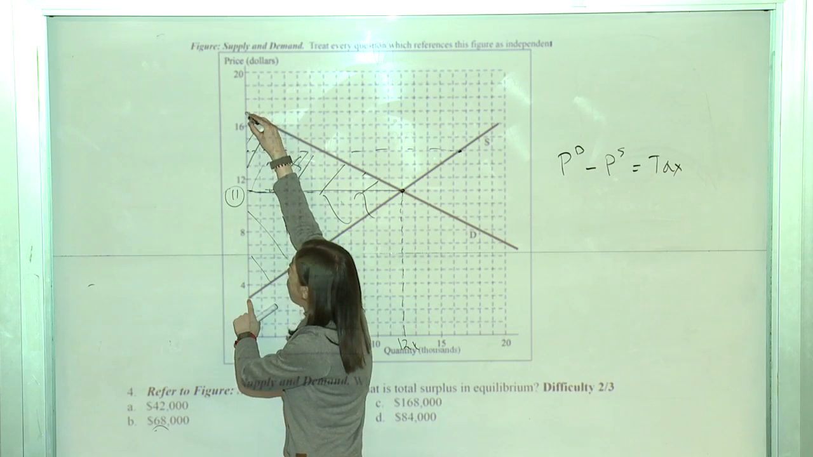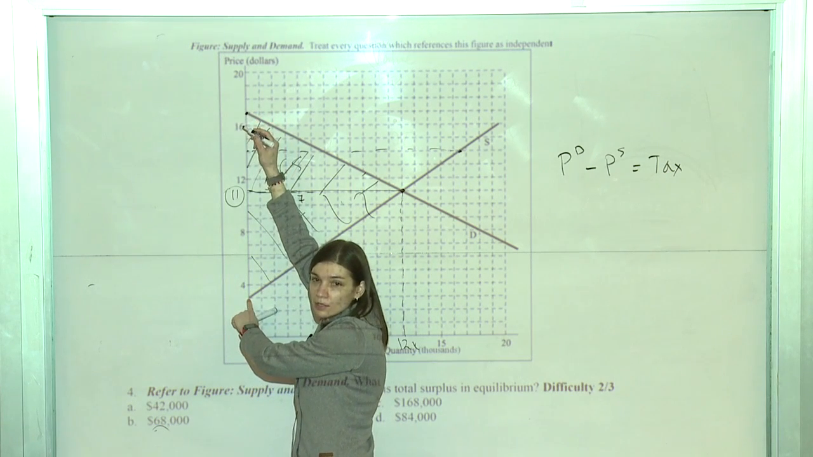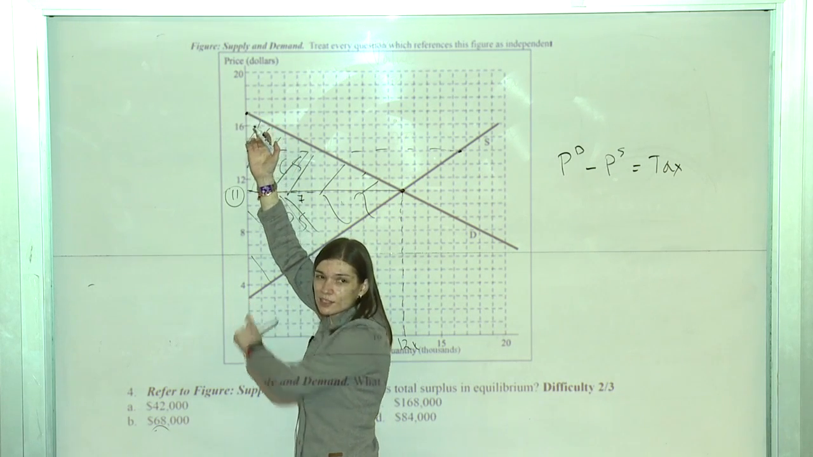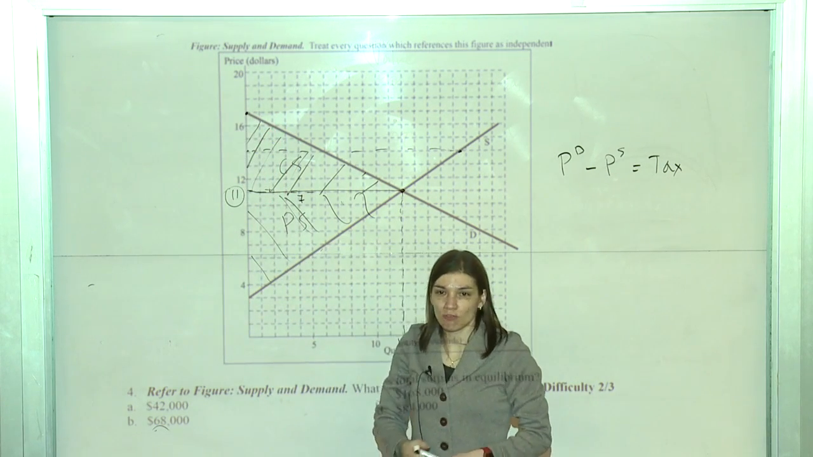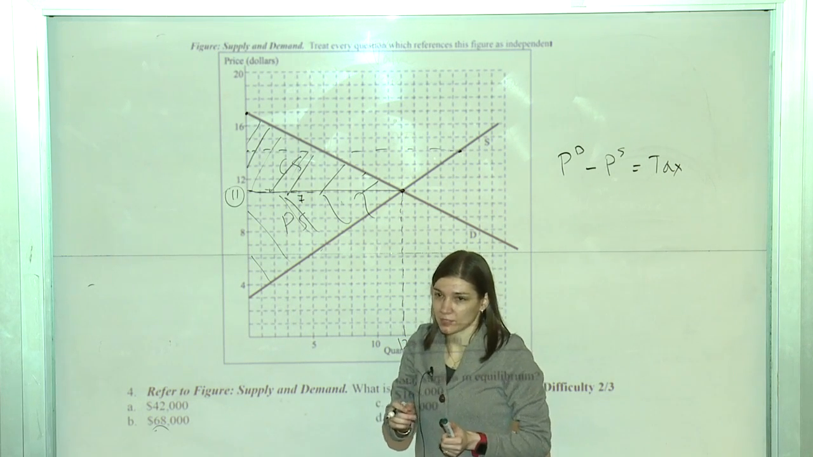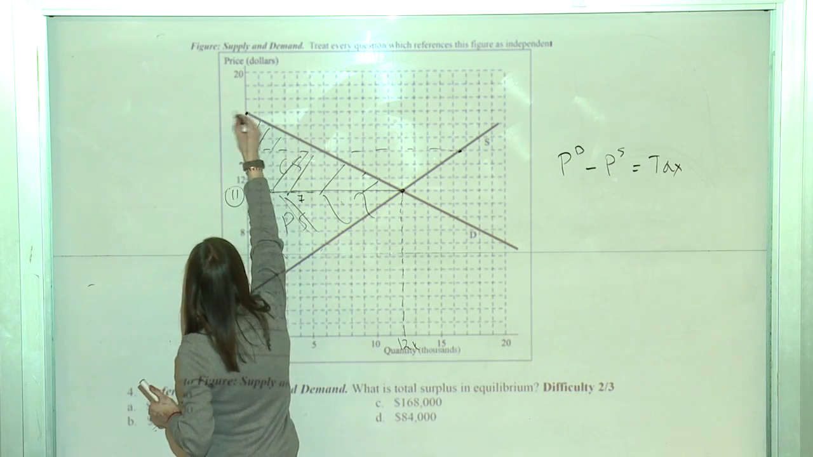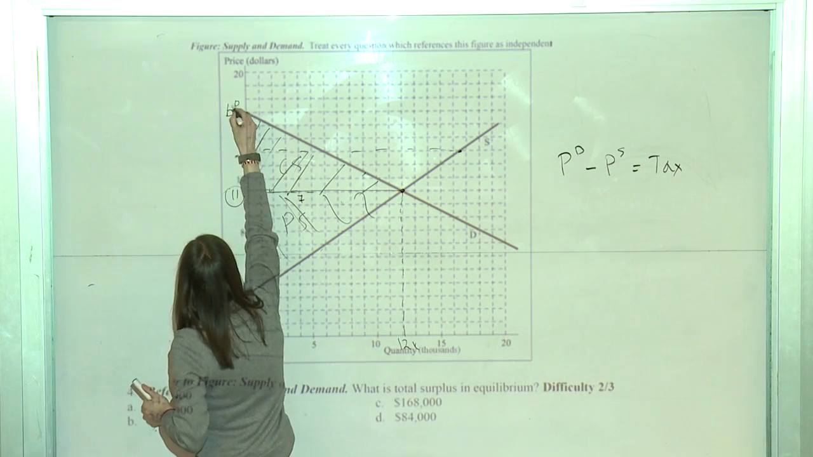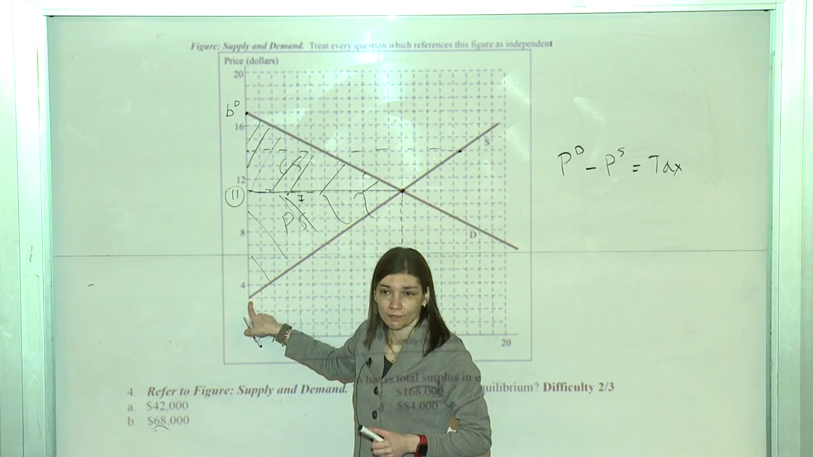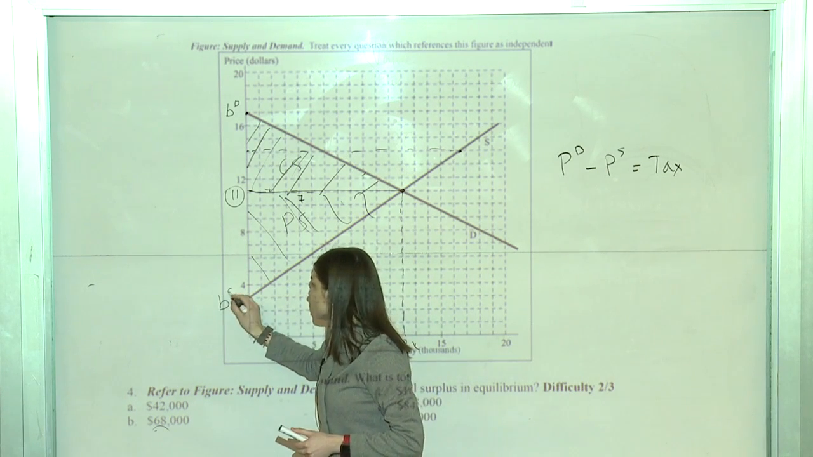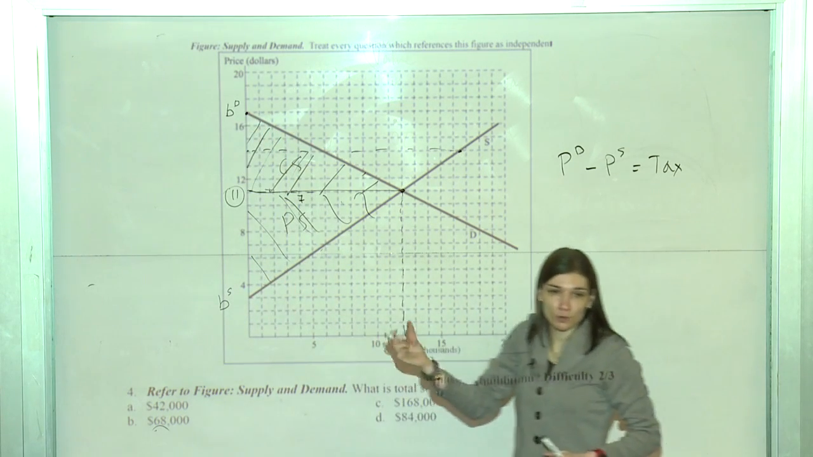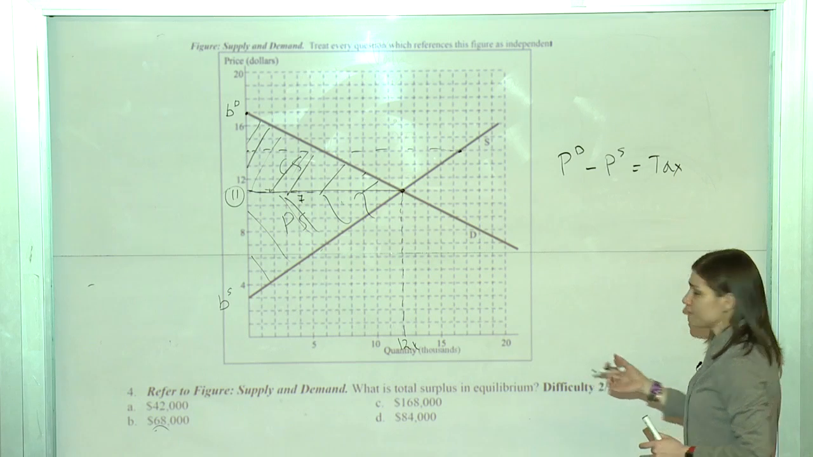What is this point? What do we call it? 17. What is it theoretically? It is 17 in this case, but what does it represent? The intercept of the demand curve, exactly. So this point here is the intercept of the demand curve. And this point here, the intercept of the supply curve. So the base of the triangle is always going to be the difference between the two intercepts.